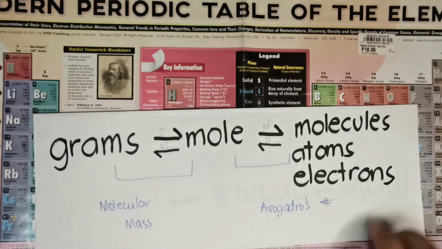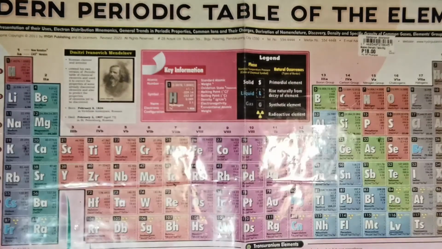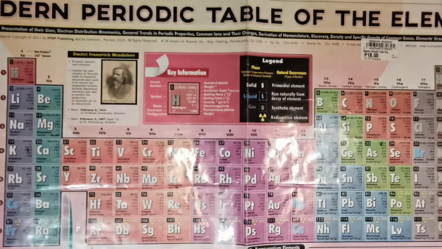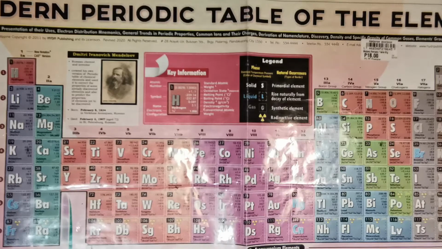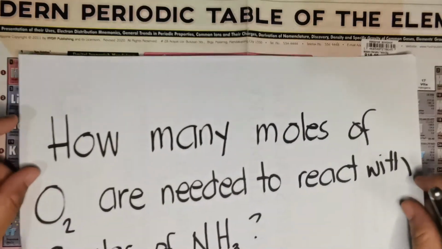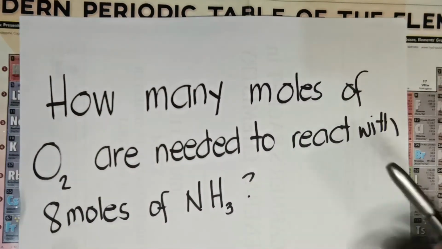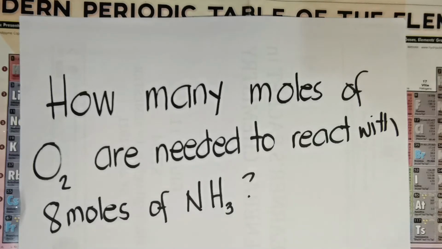So this time in your module, I have given you a problem where the given is a chemical equation. Nasa chemical equation na siya. So like this one. The problem is: how many moles of oxygen gas are needed to react with 8 moles of ammonia?